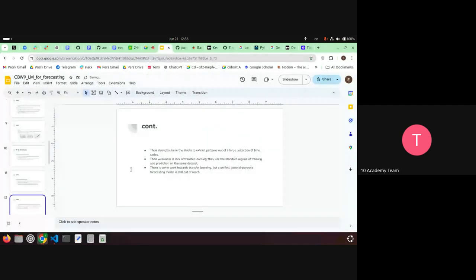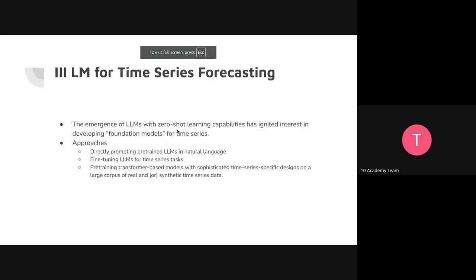So the idea that comes next is the use of language models, or think about the transformer architecture, for time series forecasting. There are actually several approaches to use these big models for time series forecasting. One of them is something some people tried, and they got some decent performance out of it.